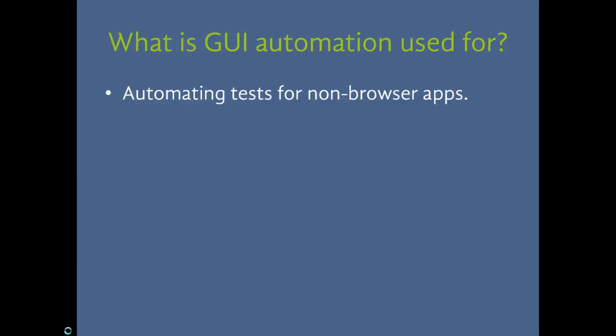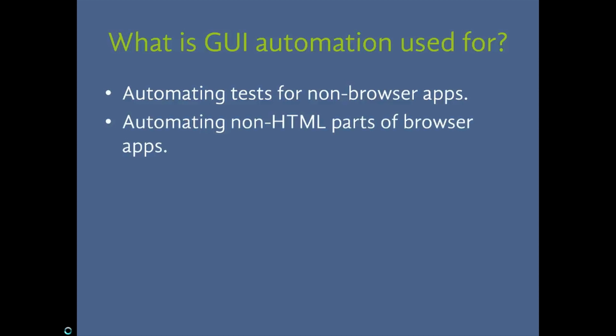But you can also use GUI automation to test non-HTML stuff in a web app. So say you have a flash animation and you need to click on buttons inside that flash animation. There's no HTML tag for those buttons inside the flash animation, or there's no HTML for stuff inside of an HTML5 canvas. So it's great for just being able to click inside of things like that. But the number one thing that you can use GUI automation for is to cheat at flash games.